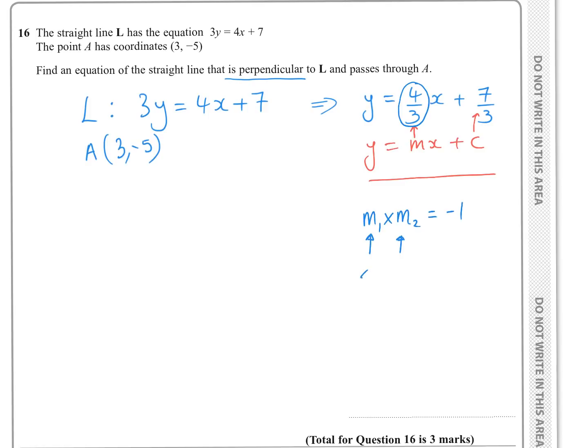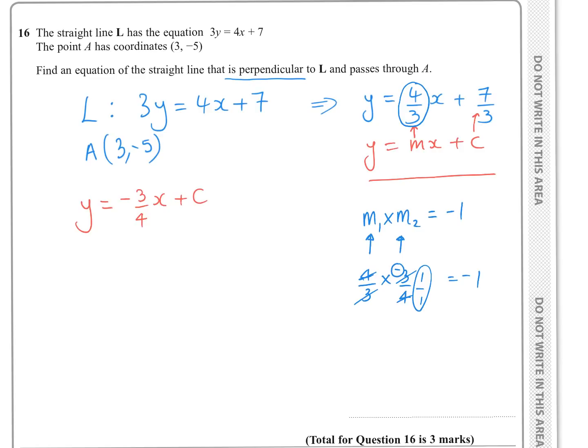So if you do 4/3, the only thing you can times by 4/3 to get negative 1 is negative 3/4, because the 3's would cancel, so would the 4's, and you'd be left with negative 1. So the line we want has the gradient negative 3 over 4, because it's perpendicular to L, as we've already explained, and some intercept.